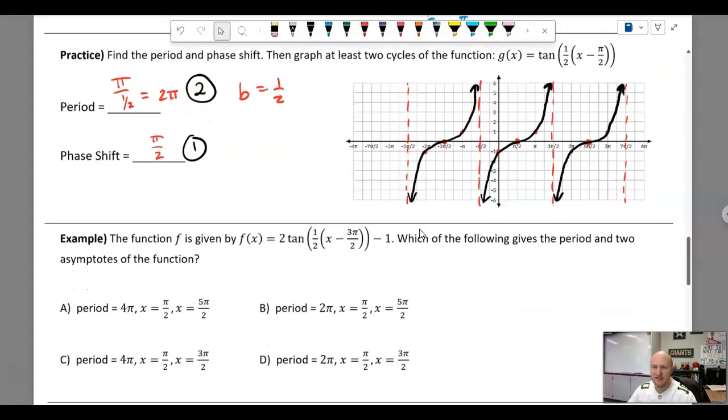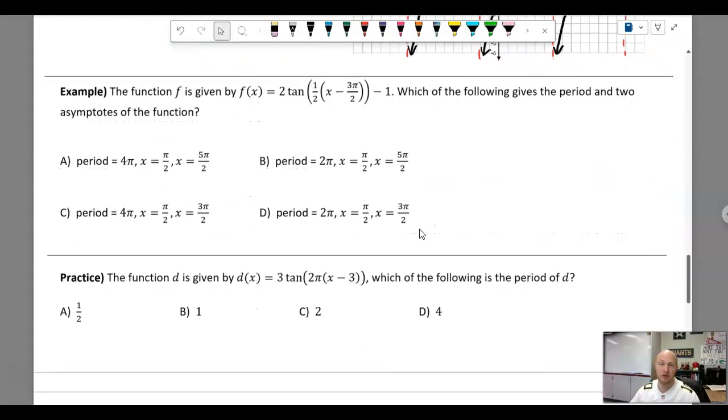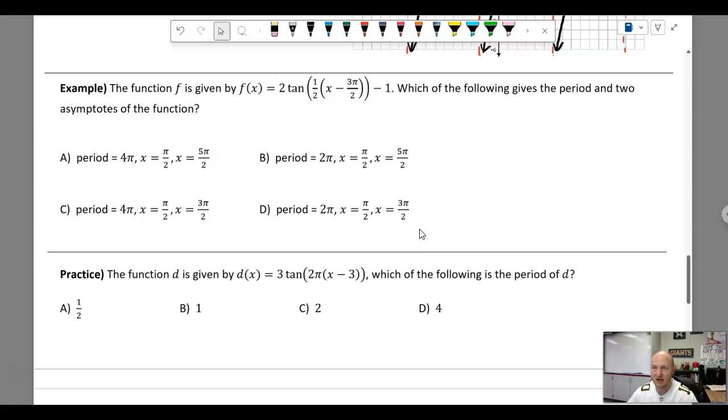So let's look at an example like this that appears on the multiple choice test for the AP Calculus exam. The function f is given by f of x equals 2 tan of 1/2 of (x minus 3 pi halves) minus 1. Which of the following gives the period and 2 asymptotes of the function? So your period is going to be pi divided by b, and our b value is 1/2. So again, we just saw this. Our period here is going to be 2 pi. So I can throw out A and C, and then where are my asymptotes?